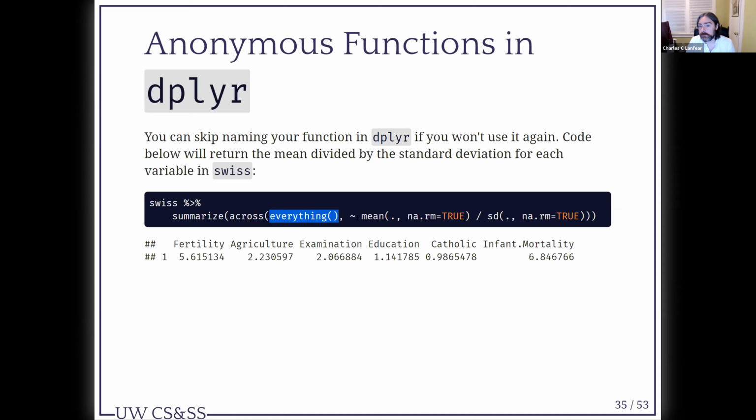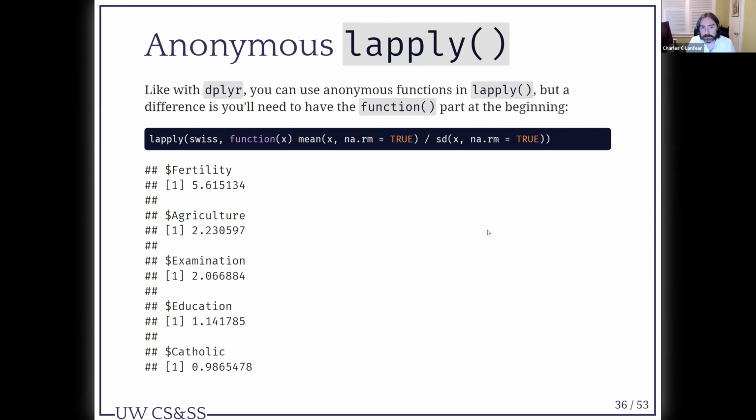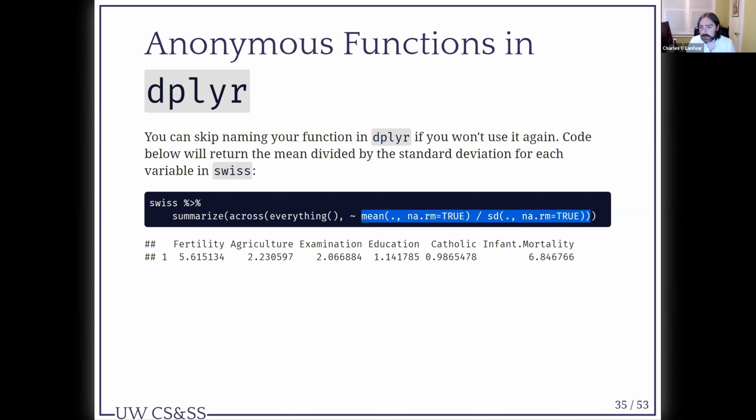I want to run this function. The function I want to run is: take the mean of the column, discarding missing values, and divide it by the standard deviation of the column, discarding missing values. Okay, this is an anonymous function. This over here is a function. It's two calls where I've taken the mean and divided it by the standard deviation, but I didn't name the function and I didn't even use the function keyword to define it, okay?